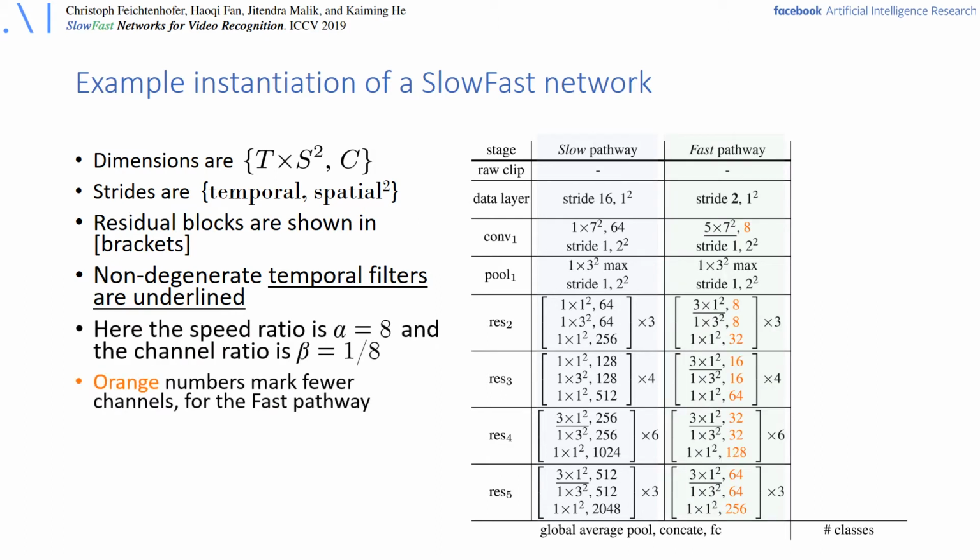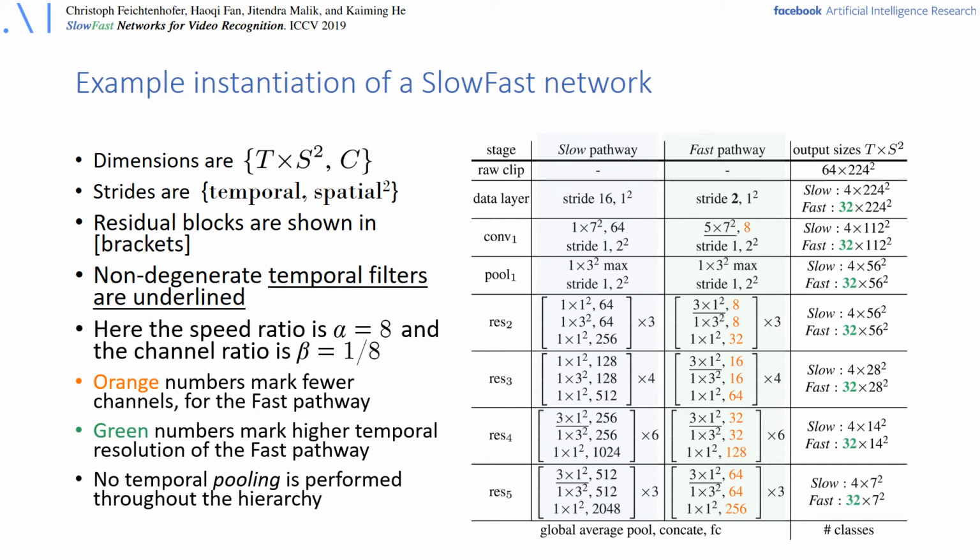The fast pathway is shown in the next column here. And the main difference to the slow pathway is really that we only subsample with a stride of 2 in time, which means we have a high frame rate going through this pathway. And we also have beta times fewer channels. So here, alpha times more frames, which is, for example, 8 times more frames, but beta times fewer channels in these filters, which means, for example, 8 times fewer filters in the fast pathway.